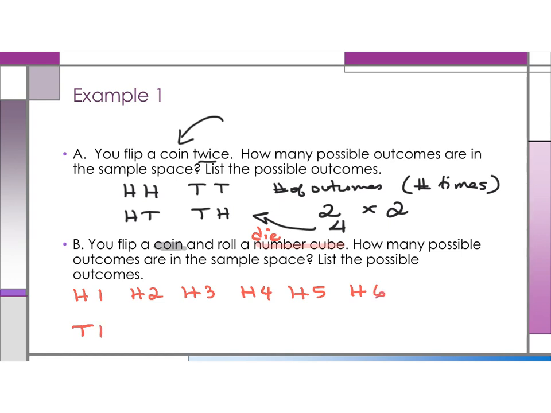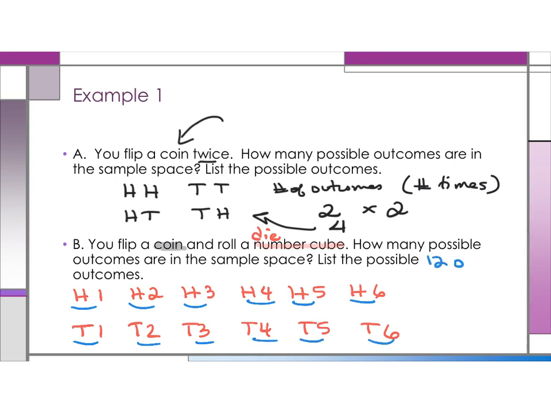Tail with a 1 on the number cube, tail with a 2 on the number cube, tail with 3, tail with 4, tail with 5, tail with 6. And then if I go back and count them, 1, 2, 3, 4, 5, 6, 7, 8, 9, 10, 11, 12. So there are 12 outcomes.